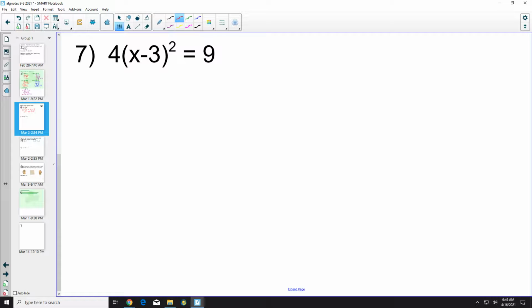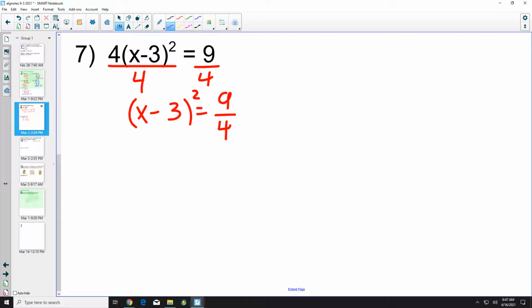Now, you can do this two different ways. You could divide both sides by 4, or you could leave the 4 there because you can take the square root of 4. Okay, so what if you just divided both sides by 4? And you had x minus 3 to the second, and I'm just going to leave this 9/4.